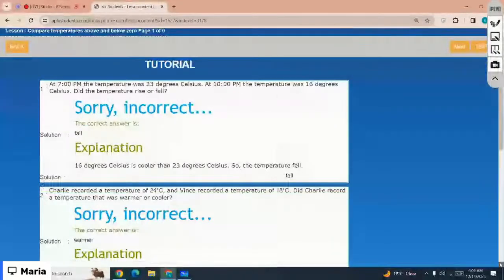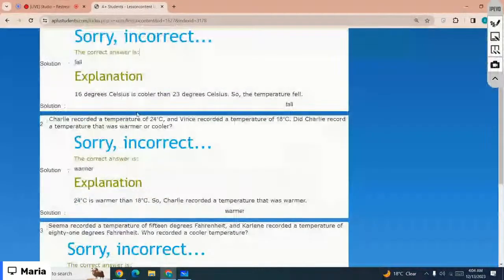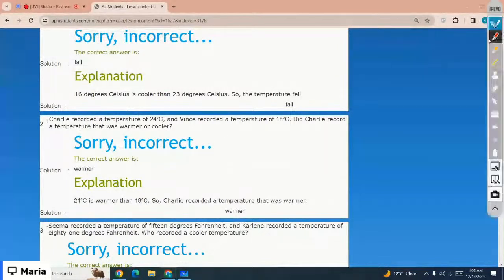Okay, the next one is Charlie recorded a room temperature of 24 degrees Celsius and Venus recorded a temperature of 18 degrees Celsius. Did Charlie record a temperature that was warmer or cooler? 24 degrees Celsius is hotter than 18, right? So the question is, did Charlie record a temperature that was warmer or cooler? That was warmer, right?